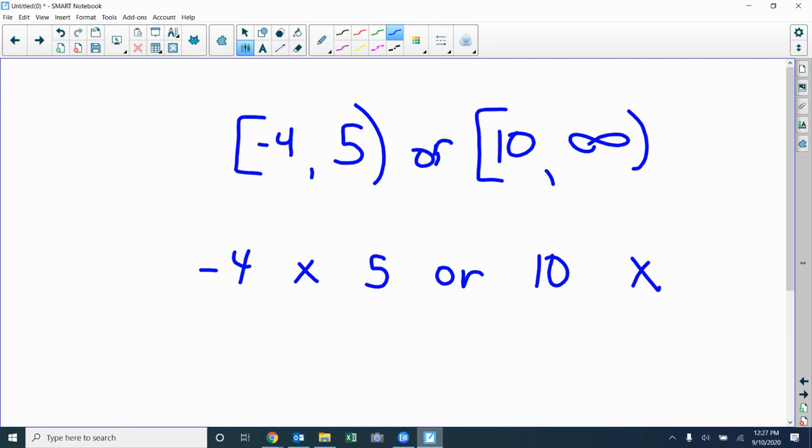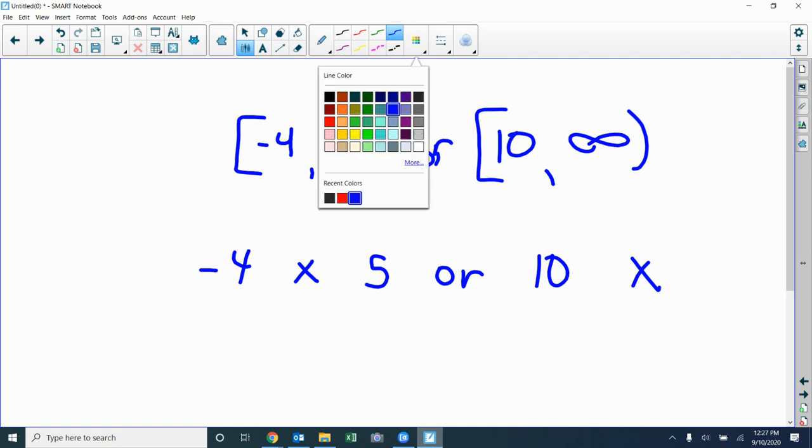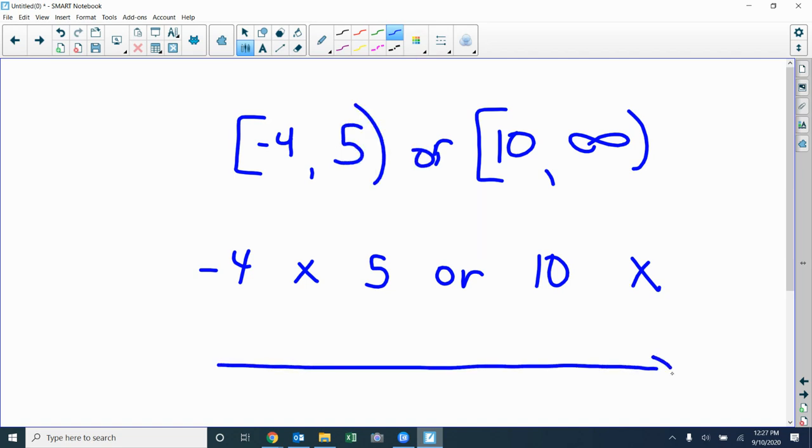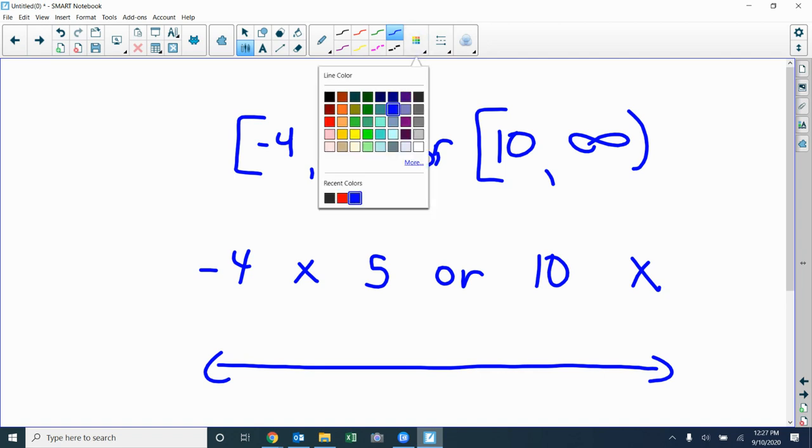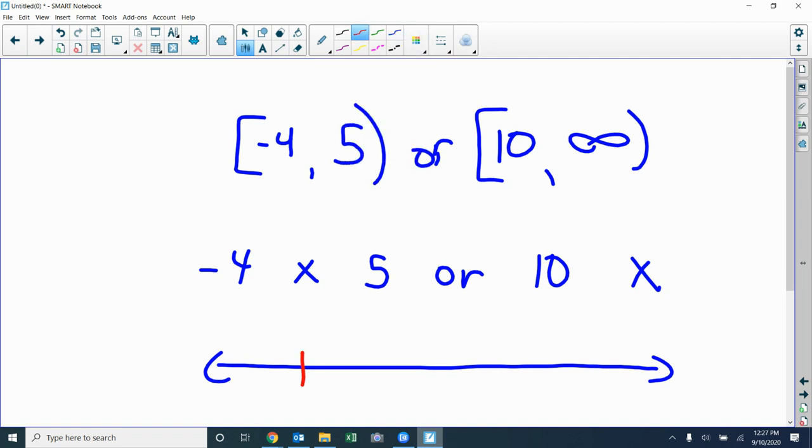Now, sometimes it might be helpful to write this out on a number line, but that might be more confusing for some of you. So if it is, don't bother, but I'll do it right now. -4, 5, 10. Okay, so -4 is included. It goes to 5 excluded, starts at 10, and goes to infinity. So a number line might help you if you feel like you can use that, okay?